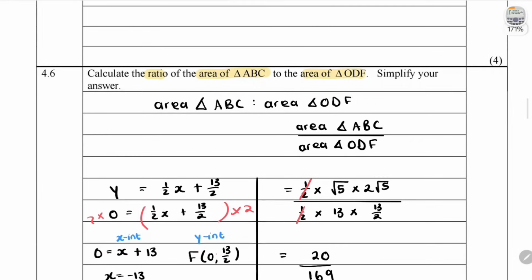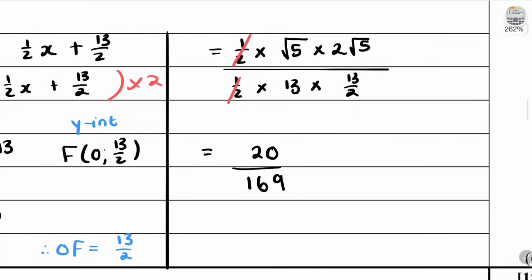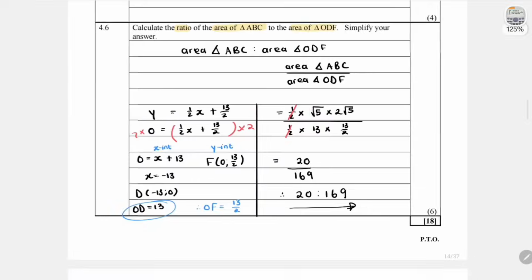So just to answer them, they said we need to calculate the ratio of the area of triangle ABC to the area of ODF. So we're going to put it in that form. We can see that simplified to 20 and that simplified to 169. Regardless, they would just simplify together. So the ratio is 20 is to 169, and that is our answer.